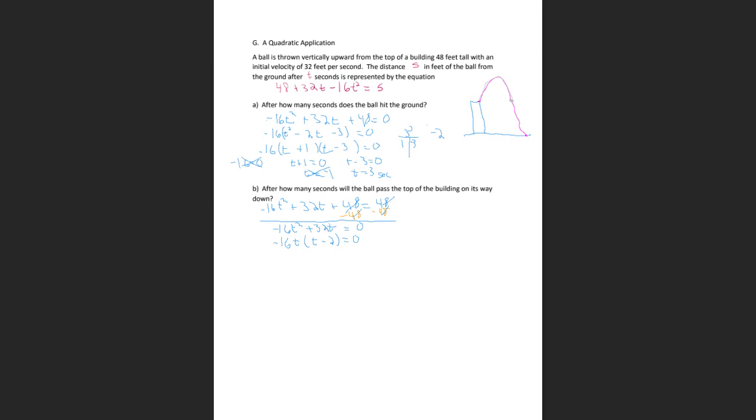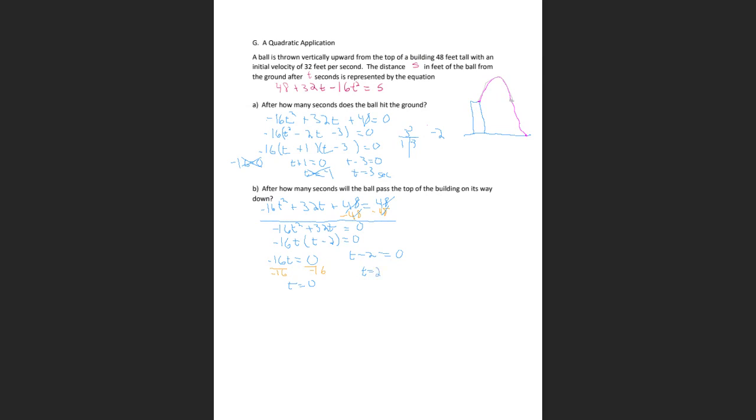Now we want to set each factor equal to 0. So negative 16t has to equal 0. And t minus 2 has to equal 0. So remember, to get rid of this negative 16, it's a coefficient. So we're going to just divide both sides by negative 16. So what we're looking for then is t is equal to 0. If I solve this one, we would see just t equals 2.